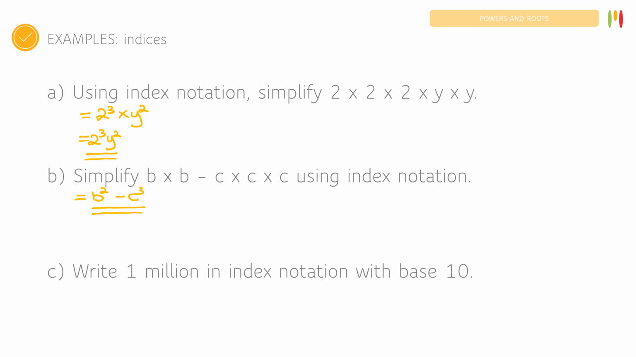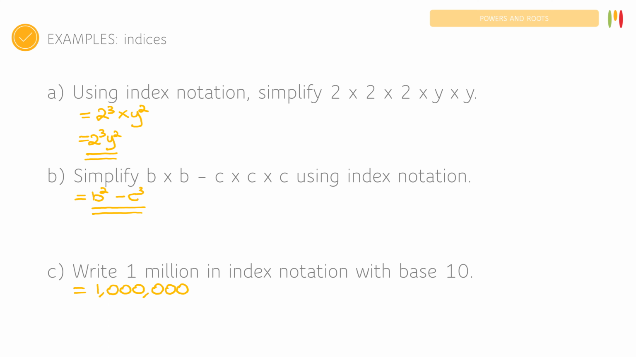Write 1 million in index notation with base 10. So let's first write out 1 million as a number. So we have 1 followed by 6 zeros. So let's write 1 and then a comma, and then 3 zeros, followed by another comma and then another 3 zeros. The commas make the number easier to read but are not essential to write.